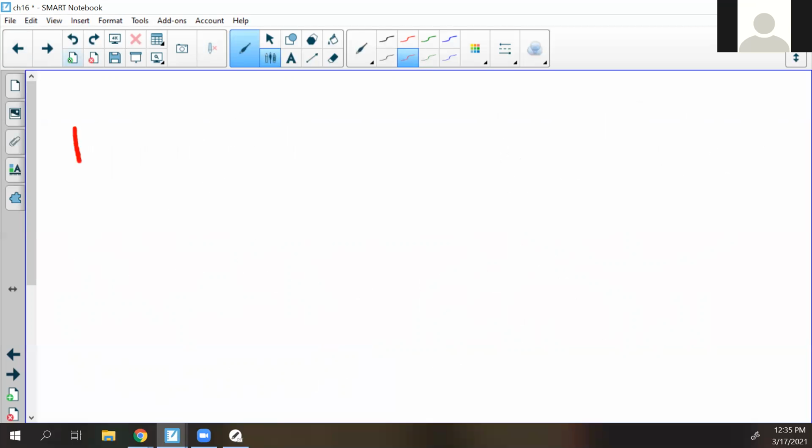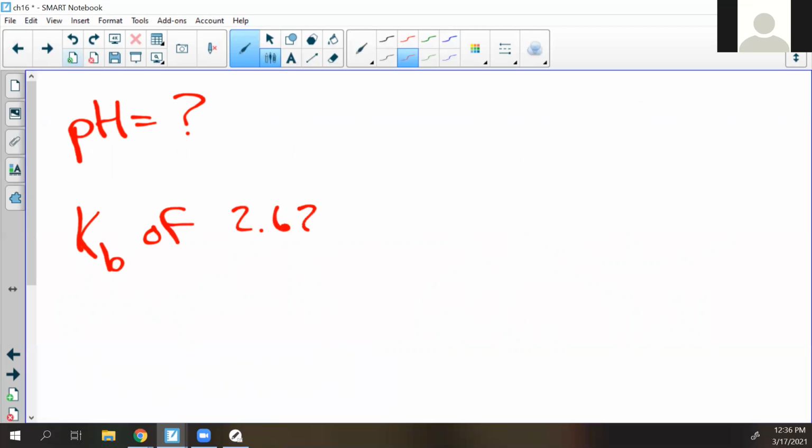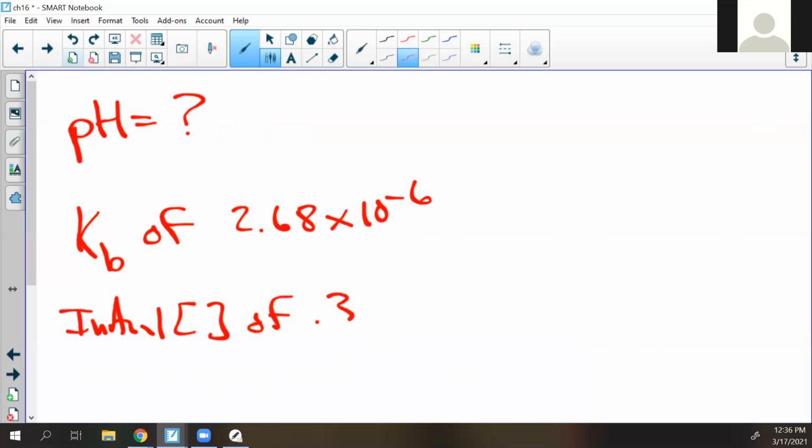So I want to know the pH of a solution that has a Kb of 2.68 times 10 to the negative 6. I made that up, so the answer might not be super clean, but it's okay. And an initial concentration of 0.38 molar. So find me the pH of that solution, if you would please.